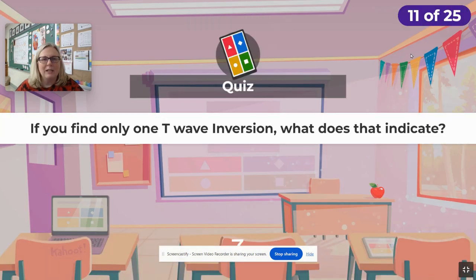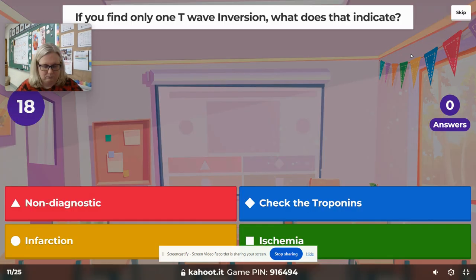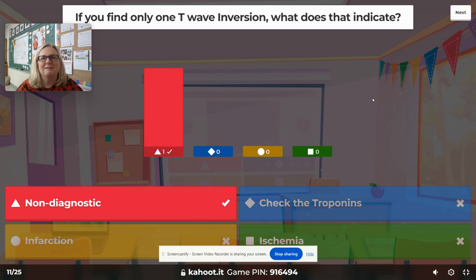If you find only one T wave inversion, what does that indicate? I think all of you know this one. This is non-diagnostic, right? You only find one, no big deal, non-diagnostic. That's your normal.